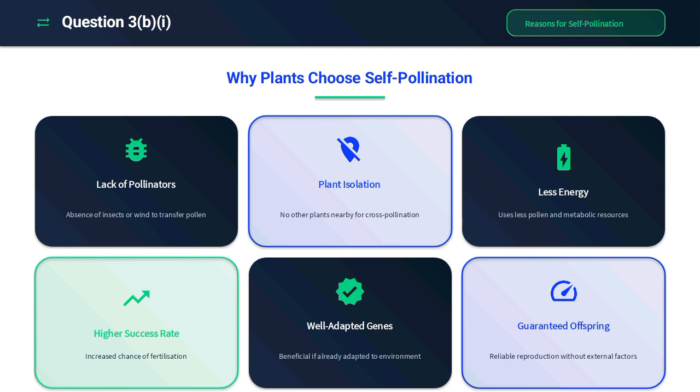Fourth, it increases the chance of successful fertilization and offspring production. Fifth, if the plant is already well adapted to its environment, maintaining the same genes through self-pollination can be beneficial. And finally, it guarantees reproduction, even when conditions for cross-pollination are poor. Any three of these reasons would earn full marks.